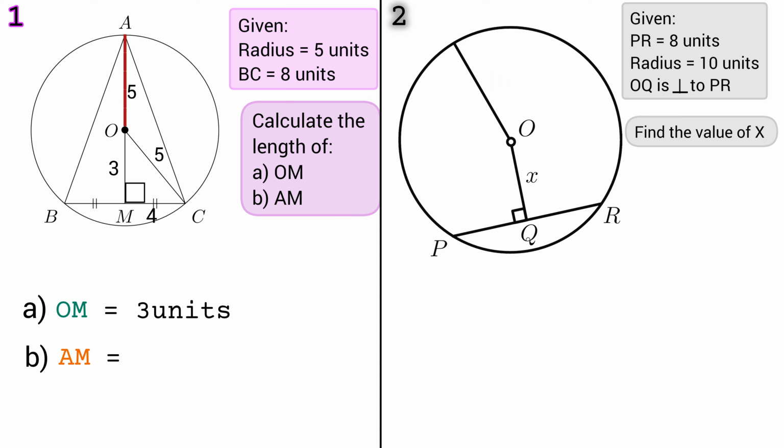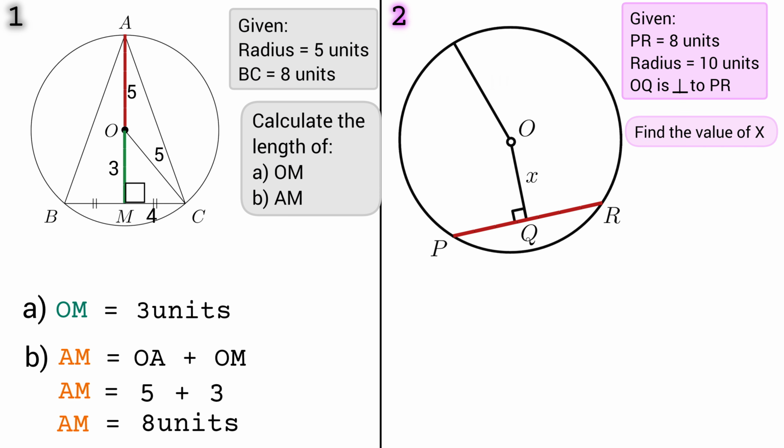AM is the length of the radius plus the length of OM. OA, which is the radius, is 5 units, and OM, which we just calculated, is 3 units. 5 plus 3 is 8, so the length of AM is 8 units. Let's move on to the second example.